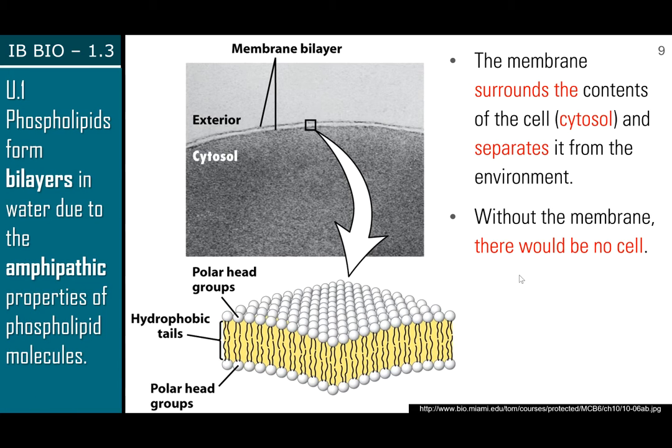So the membrane surrounds the contents of the cell and separates it from the environment. And remember, without that membrane, there would be no cell. There would be nothing that differentiates the inside of the cell from the outside of the cell. And if you don't have differentiation, then you don't have a cell.